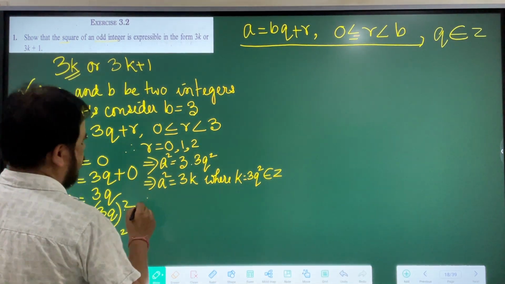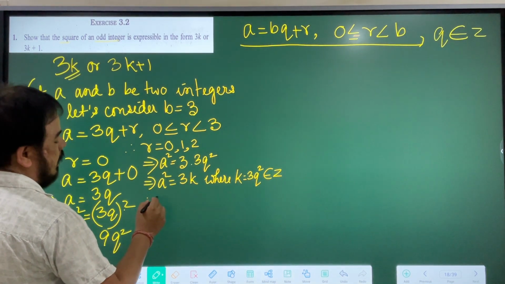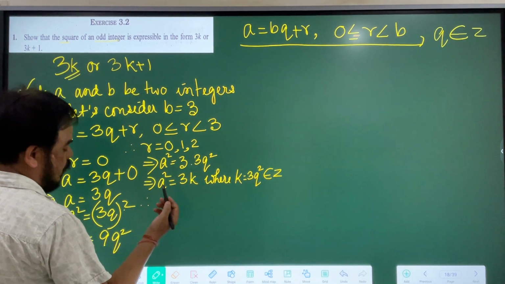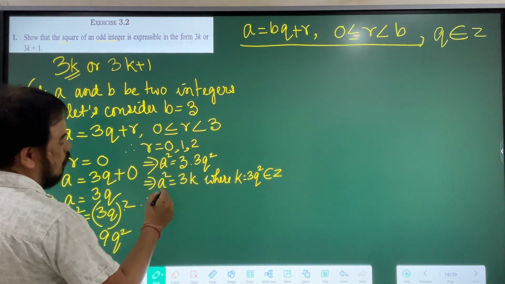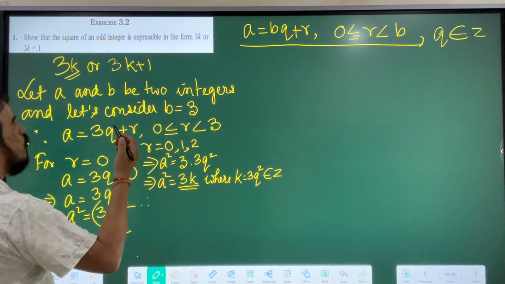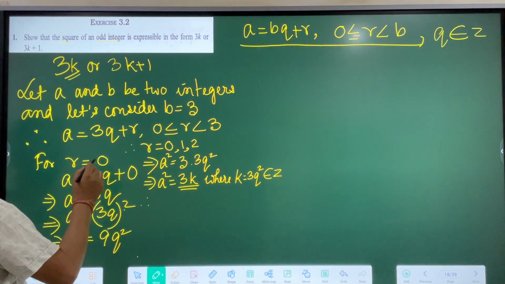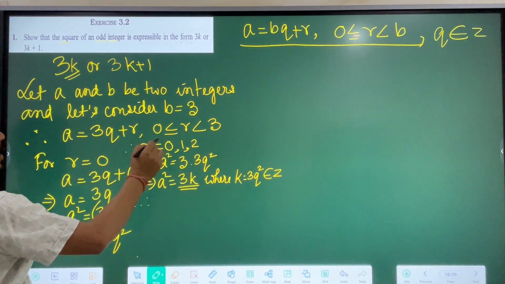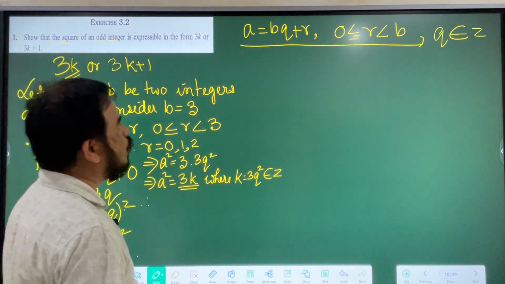Therefore a square equals 3k. So one we have done, 3k. Next we will go to, we have done r equals 0, but r equals 1 and 2 also we have to do. Let us see what we get.